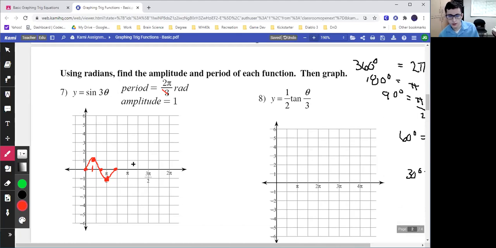Now remember, it'll be able to make 3 periods because it's going 3 times as fast. It'll be able to do that 3 times before it ends up reaching 2 pi. So from here, it's going to go back up, go back down, go back up, go back down, and then it'll reach there.